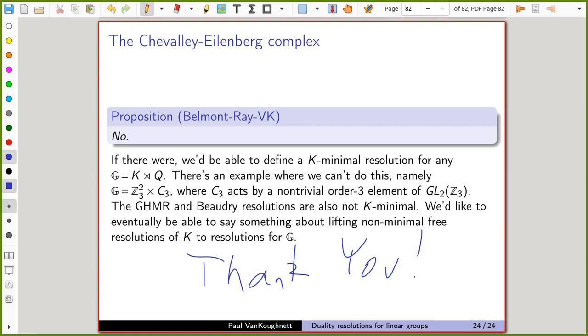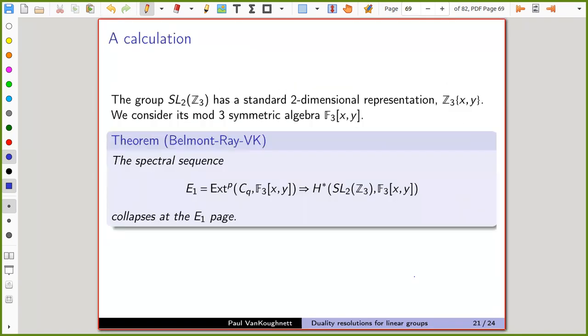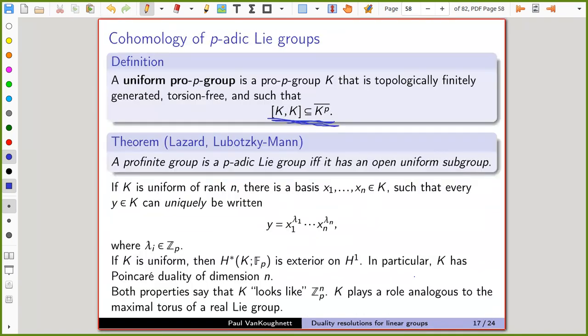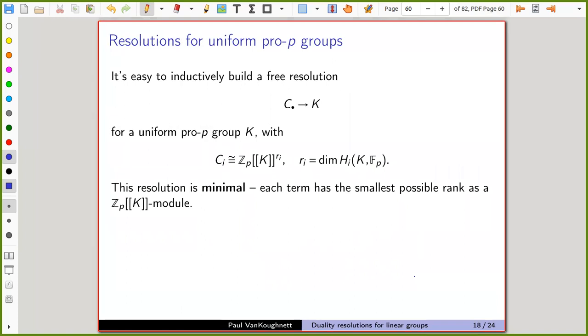And earlier on, you were saying that it was easy to build resolutions for G if you've got a resolution for K, I think, or no, maybe under some circumstances. When the quotient group had order prime to p, for instance, as an example. Yes.